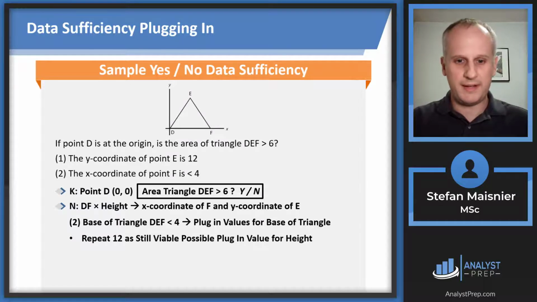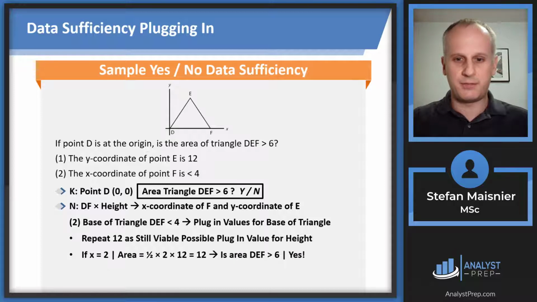So we'll keep the height as 12, and let's just plug in 2 as the x-coordinate of point F. So that would mean that the area would be 1/2 times 2 times 12, which is 12. And once again, the area of DEF is going to be greater than 6. So our answer to the question, is the area of triangle DEF greater than 6, is yes.